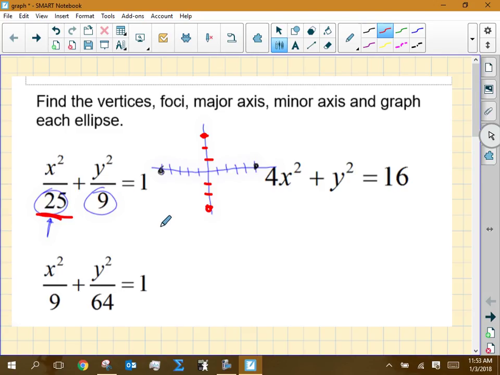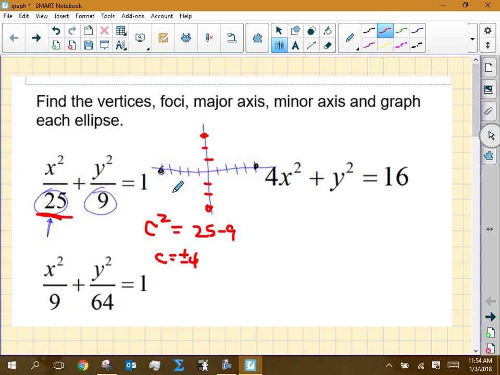Now if you want to find the foci, all you got to do is take the formula c squared is equal to, now you're going to subtract these two things, but you want to do it so that the difference that you get is positive. So we're going to go, in this case, 25 minus 9. So we get 16. So c is going to then equal plus or minus 4.